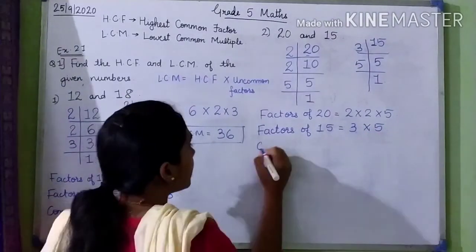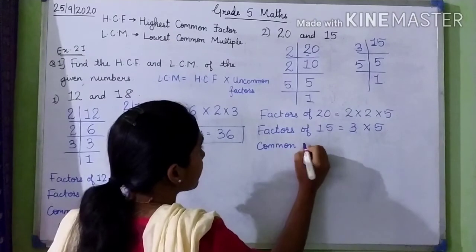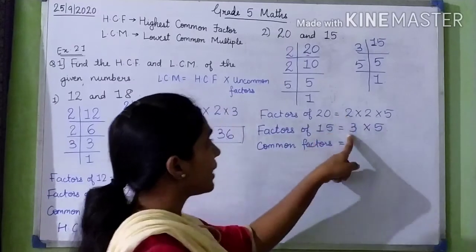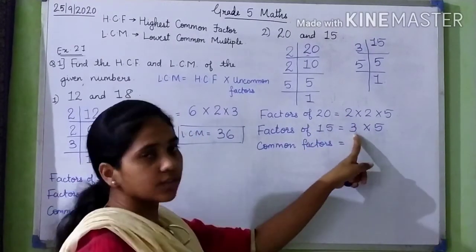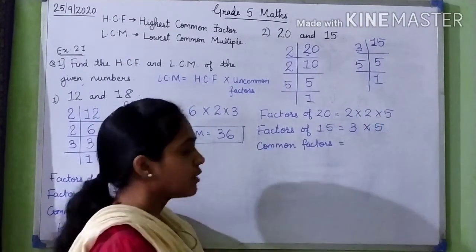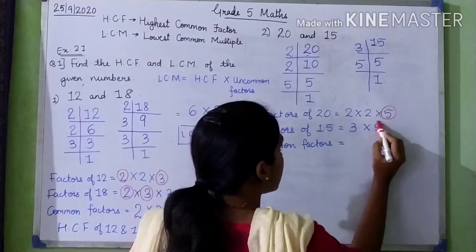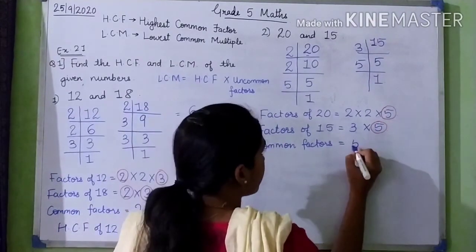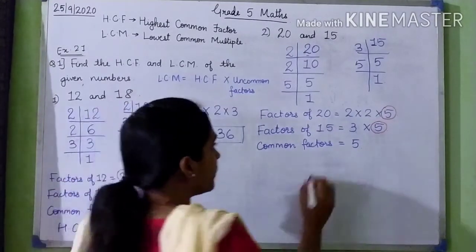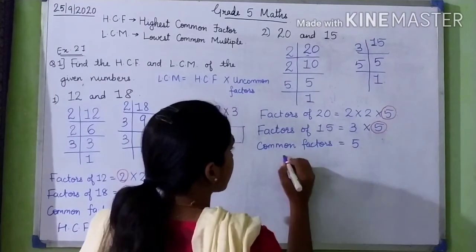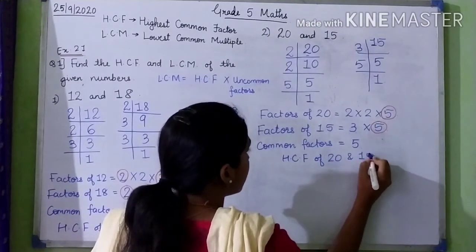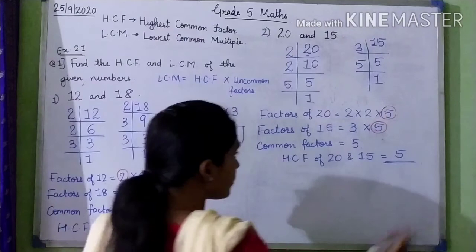Now we write the common factors from those two. What are the common factors here? Here there is a 2, but this doesn't have a 2. This has a 3, but this doesn't have a 3. But 5 is there in both of them. So 5 is the common factor. So I circle it. I have got 5 only, and this will be our HCF. So the HCF of 20 and 15 is equal to 5.